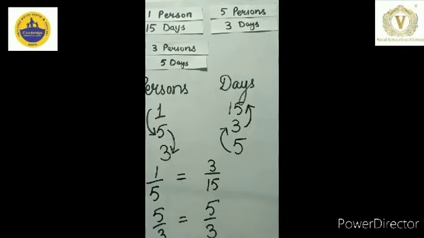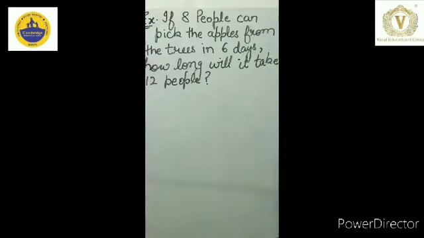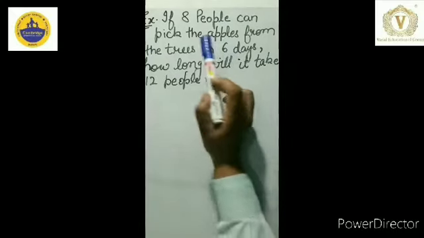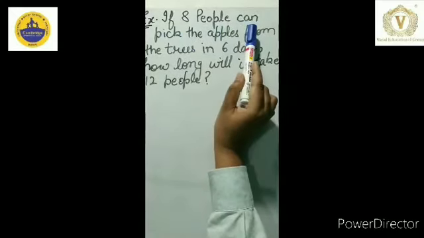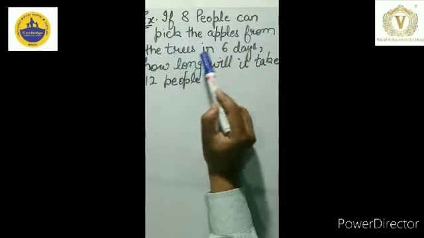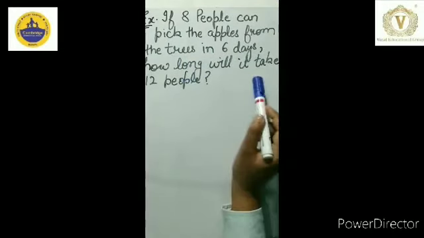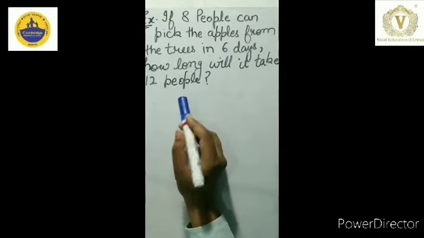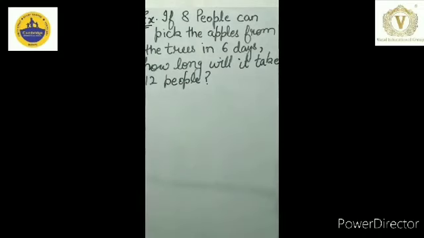Okay. Now let us take a look at an example and learn how we will actually use this method to solve the problems related to inverse proportion. So the example is, if 8 people can pick the apples from the trees in 6 days, how long will it take 12 people? So first of all, you have to distinguish whether it is direct proportion or inverse proportion.